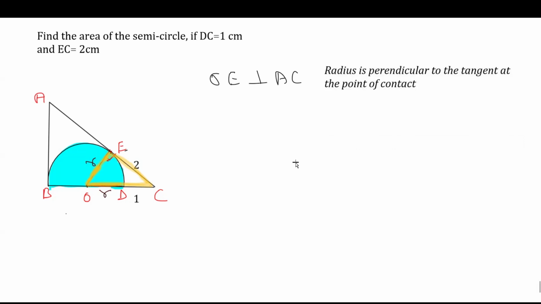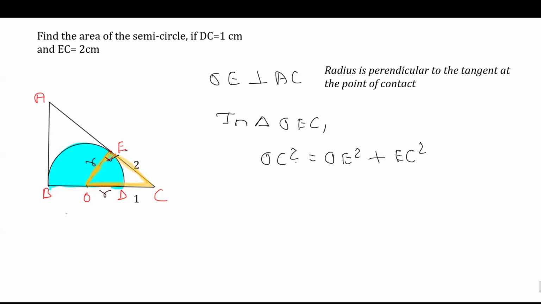Next, we can apply Pythagoras relation in this triangle. So the triangle over here is triangle OEC. So we have hypotenuse is what? The side opposite to 90 degrees. So clearly OC is the hypotenuse. So OC square is equal to OE square plus the other side, that is EC square.